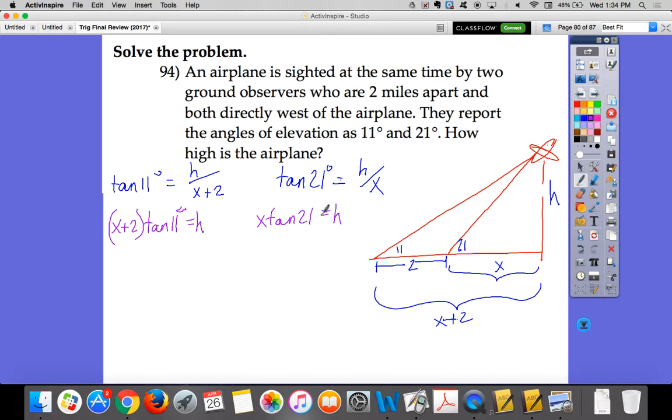Now that's a beautiful thing, because you've got both of these equal to H, which means you can set them equivalent to each other. That means this part has got to equal this part. And what's wonderful about that is you only have one variable once you do that. That means you can solve and you can figure out what X is.